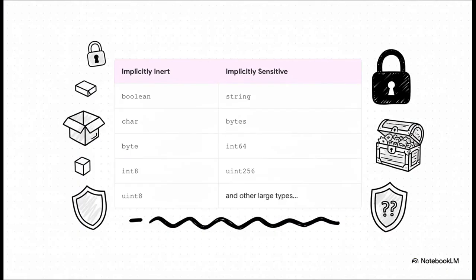So how does Merg E figure out what's potentially a secret? It's actually super simple. It's all about size. It just looks at the data type's capacity to hold a secret. Over on the left, you see small types, like a Boolean or a single byte. They're considered inert. They just don't have enough room to hold a typical API key. But the larger types on the right, like a string or a big 256-bit integer, Merg E just assumes those are sensitive by default.